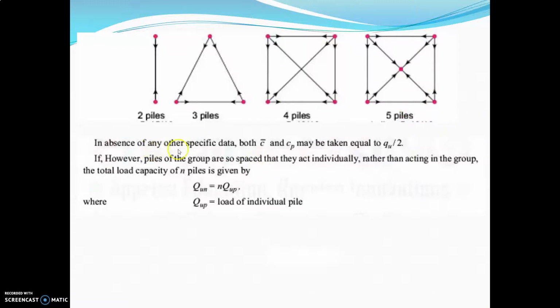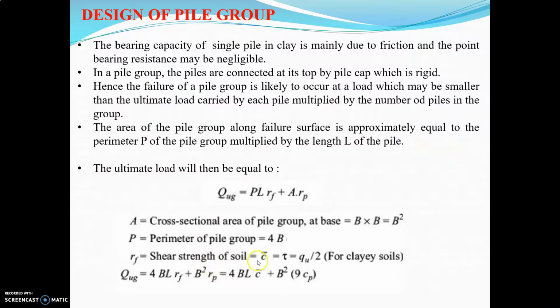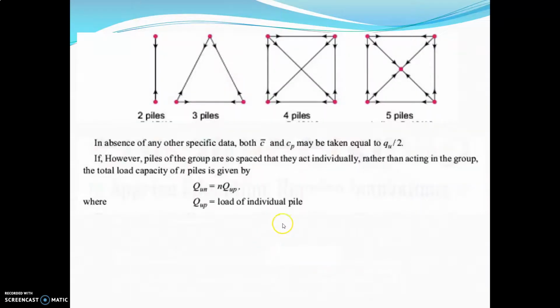In the absence of any other specific data, both C dash and CP may be taken equal to QU by 2. In this equation, if C bar is not known, it can be considered as QU divided by 2. If, however, the piles of the group are so spaced that they act individually rather than acting in a group, the total load capacity of n piles is given by this formula: QUN equals n into QUP, where QUP is the load of an individual pile. So the total load is equal to the number of piles into the load of an individual pile.